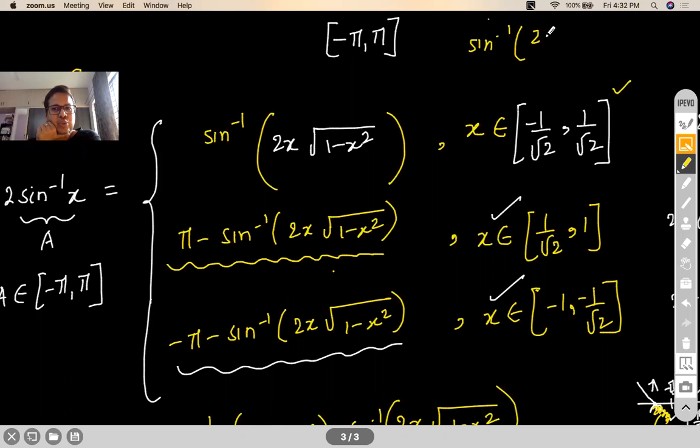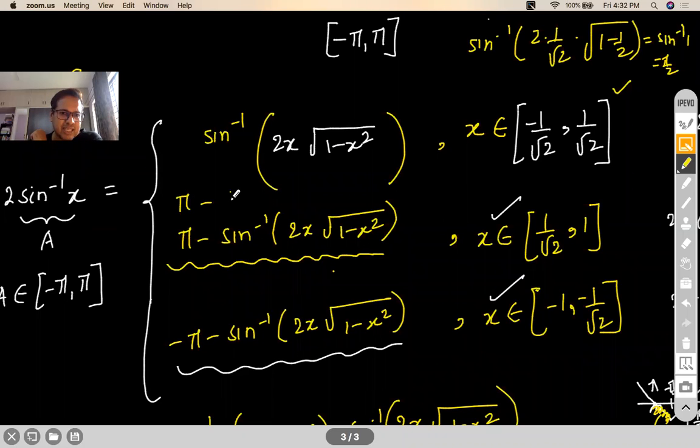Sine inverse of 2 into 1 by root 2 under root of 1 minus half. This is going to be sine inverse 1, that is pi by 2, right? If you use it here also, this will give you pi minus pi by 2, which is pi by 2 anyways. Correct? Similarly, minus 1 by root 2, whether you use it over here or over here, you will end up getting minus pi by 2 in either of the two cases. So you could use either, it doesn't make any difference to your outcome. Got it, Lohit? Make sense? Any questions?